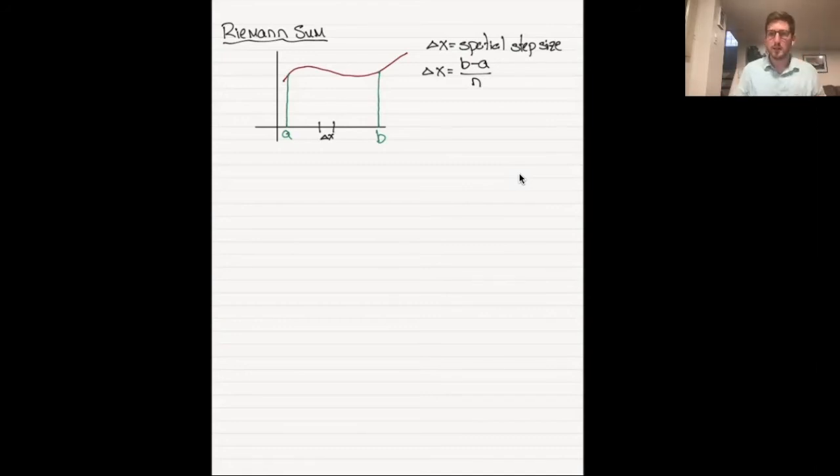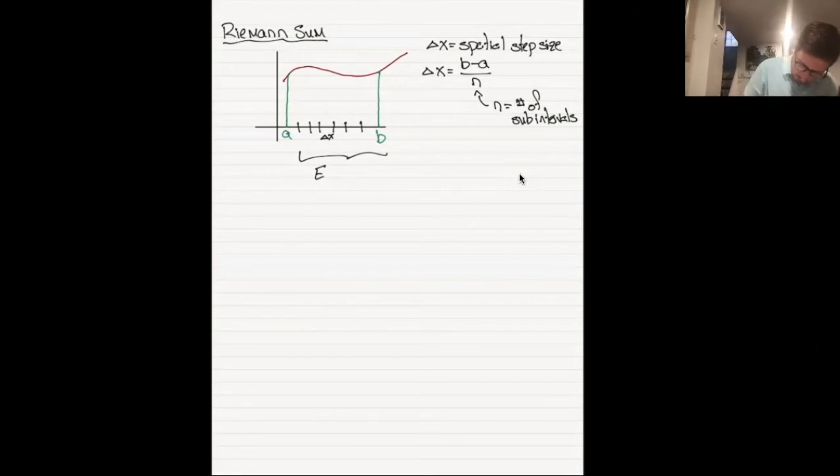Think back to what we did with 1 minus x squared, right? What happened there? When I had two subintervals, b was 1 and a was 0. 1 minus 0 divided by 2, 1/2. That was the length of my subintervals. If I used 4 subintervals, then I would have 1 minus 0 divided by 4, 1/4, right? So this is how we're going to do this. We're going to stretch, and we are going to divide this entire interval into exactly n subintervals.